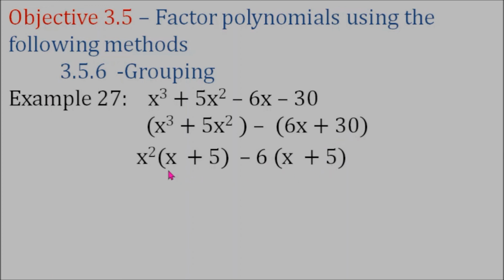Now we have a common binomial factor, so it's our first factor. Then the greatest common factor on our first group is x squared and negative 6 on our second group. So the second binomial factor is x squared minus 6. So these are the factors. The quantity x plus 5 times the quantity x squared minus 6.